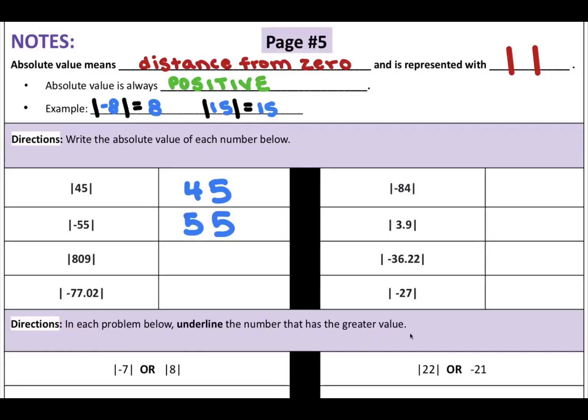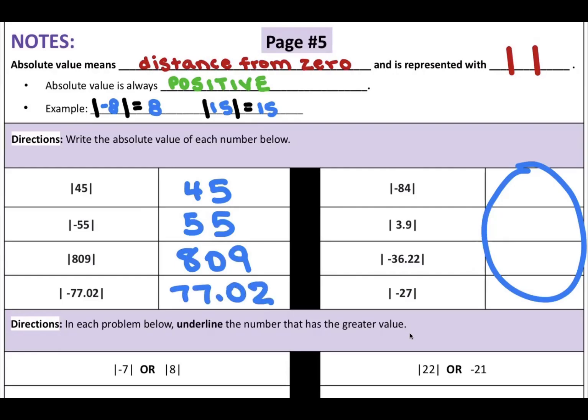Go ahead and complete the rest of this section, then come back to the video. Just to make sure you're on the right track, the absolute value of 809 is 809, and the absolute value of -77 and 200ths is 77 and 200ths.